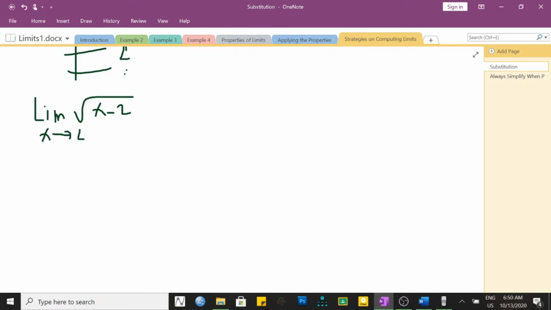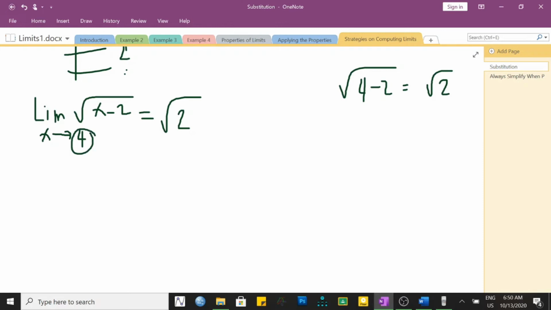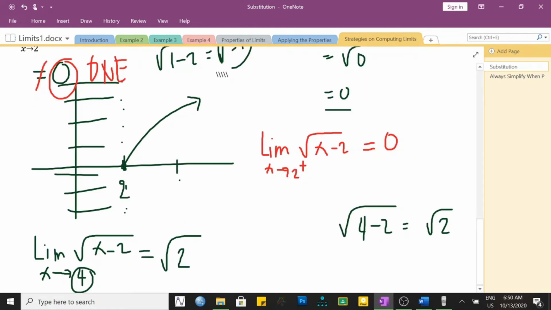Let's say 4. There is no problem with using substitution to compute for this limit. Square root of 4 minus 2 is square root of 2. We can safely say that the limit is square root of 2, because both of the one-sided limits of square root of x minus 2 as x approaches 4 exist. We can verify it in our graph that from the left side and from the right side, that is the limit. The number that we see here, the number corresponding to 4.